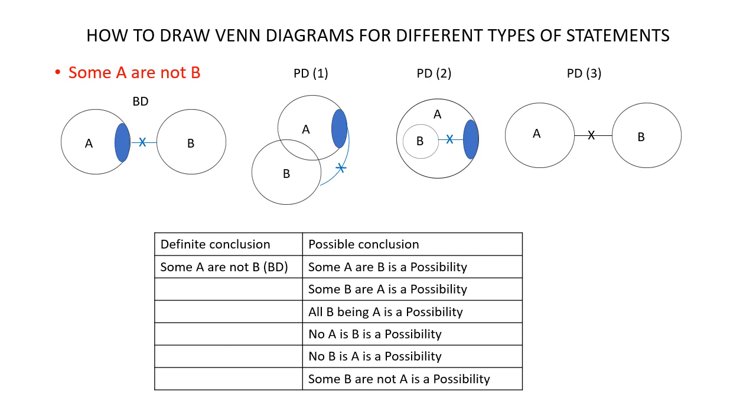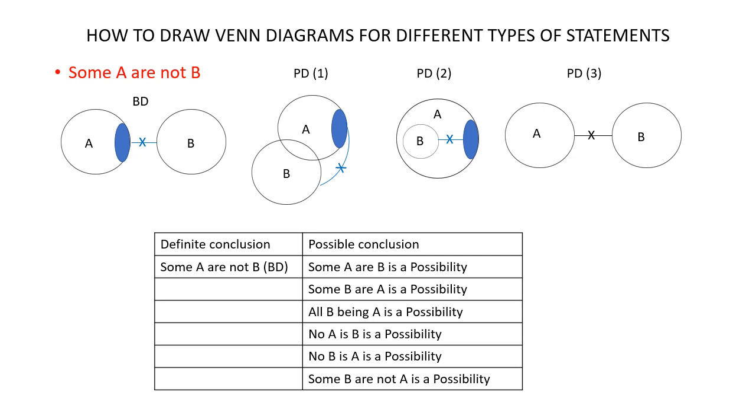Now let's move on to possible diagram 3. You can see here that no A is B. So no A is B is a possibility. Also no B is A. So no B is A is a possibility. Now if no B is A, it obviously means that some B also are not A. So some B are not A is a possibility. So some A are not B is a definite conclusion, and all these are possible conclusions for the statement some A are not B.